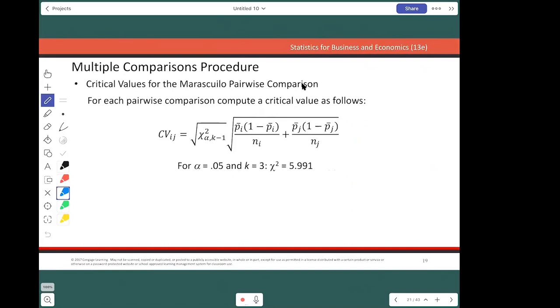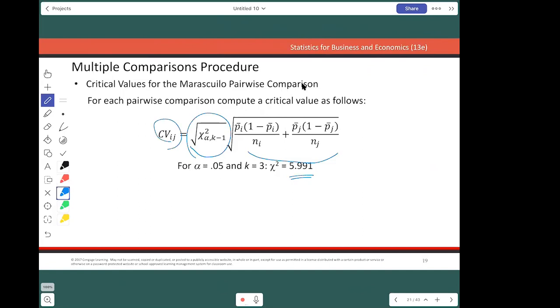So when we take a pair, we will calculate this value right here, which is the standard error for that pair. But then we also calculate this value right here, the square root of chi-squared for alpha and k minus 1. So it will be the square root of 5.991 in this case. And then we would find the standard error based on those two proportions.